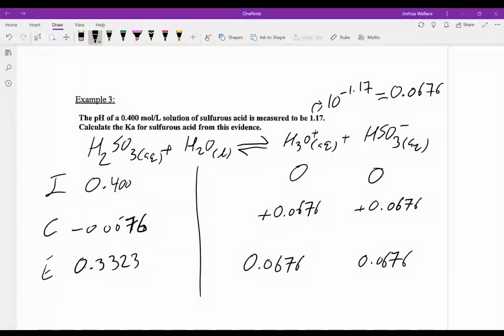Just a quick note, I did pull this 0.0676 from up here where I calculated the pH, because even though my initial concentration is 0.40, we used the empirical evidence of the pH of 1.17 to find my concentration of hydronium ions at equilibrium. All right, this is H3O plus, like so.